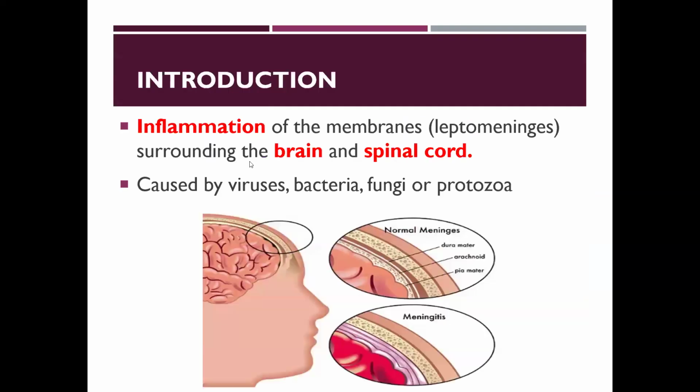So, what is meant by meningitis? Meningitis means inflammation of the meninges. What are the meninges? The meninges are the outer covering layers of the brain and the spinal cord. So meningitis means inflammation of the membranes, such as the leptomeninges, which surround the brain and the spinal cord.